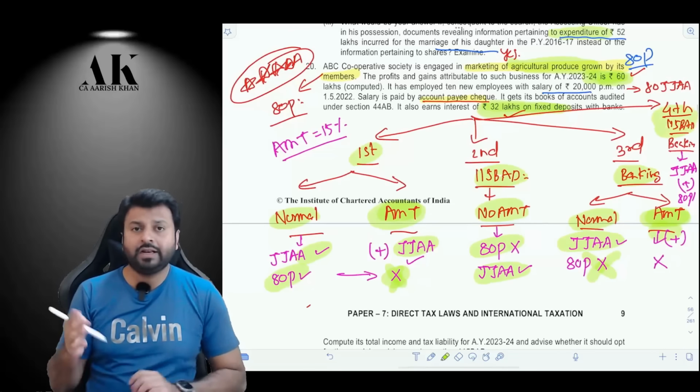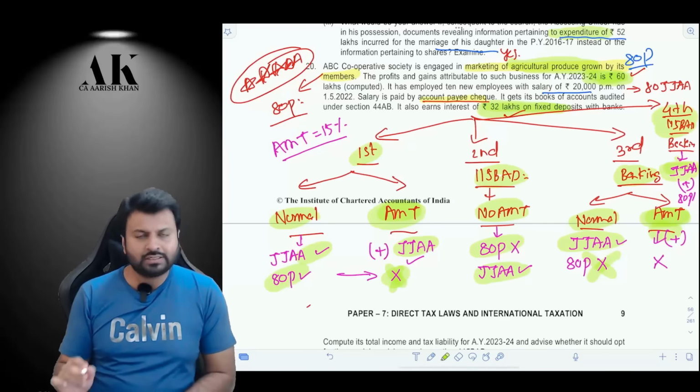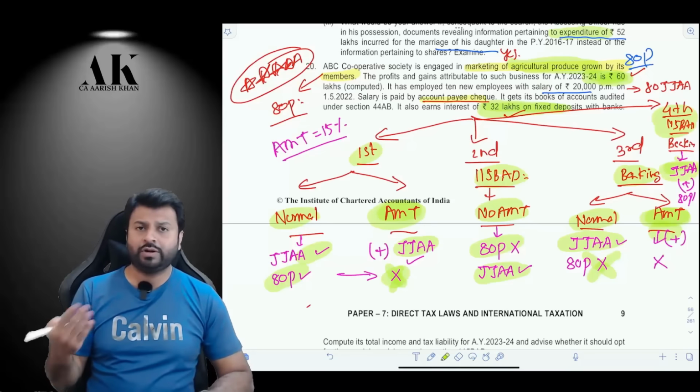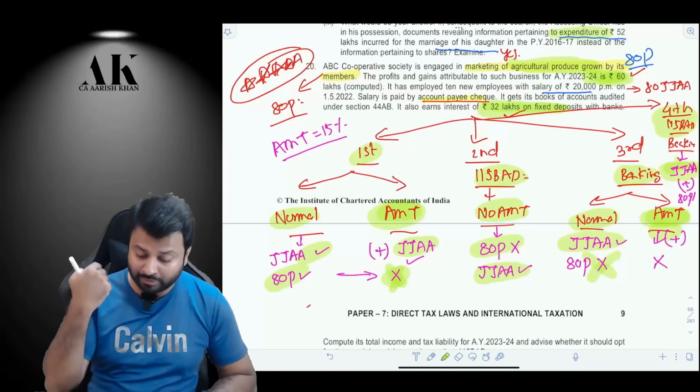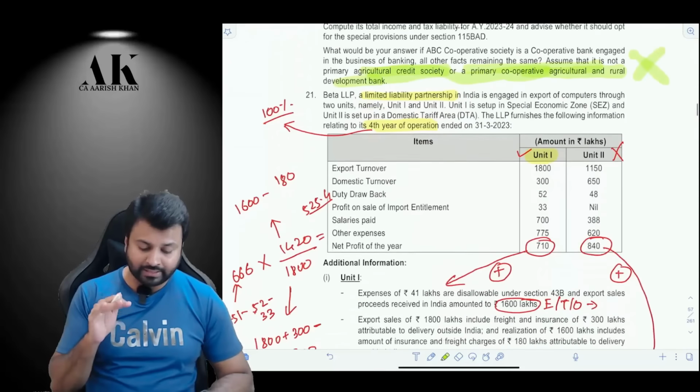Now, the fourth possibility: assume it is 115BAD. When you assume that, again you will add back only 80JJAA because 80P is not there, and you will compute 22% tax. And then you have to take a decision which is more beneficial. You can go through the solution. It's a very important question according to me. ICAI can test on this question in your exam.